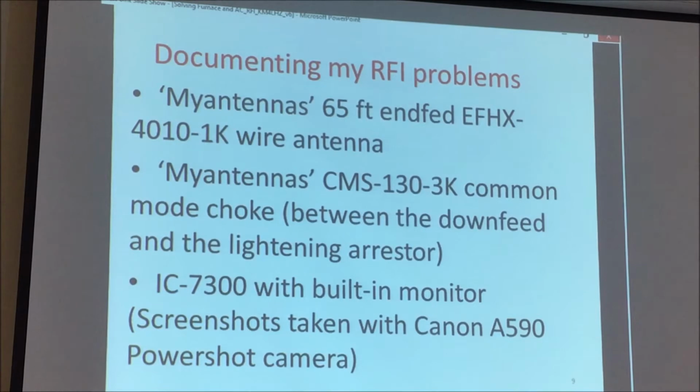And then finally, the IC-7300. I'd hate to be the only ham that doesn't own one. It has a built-in monitor, and if you're getting interference, you can take screenshots.